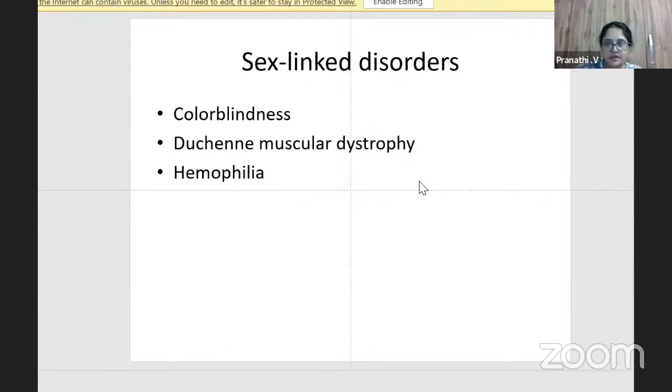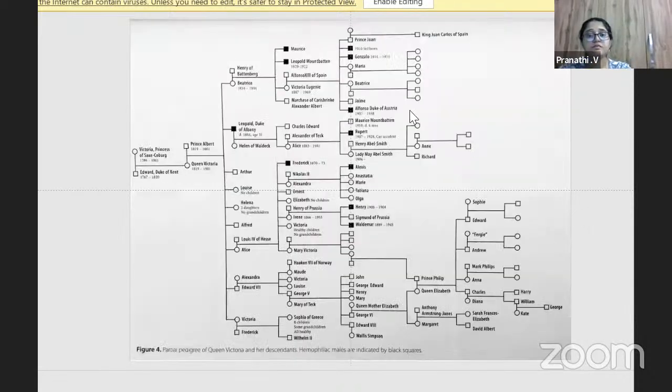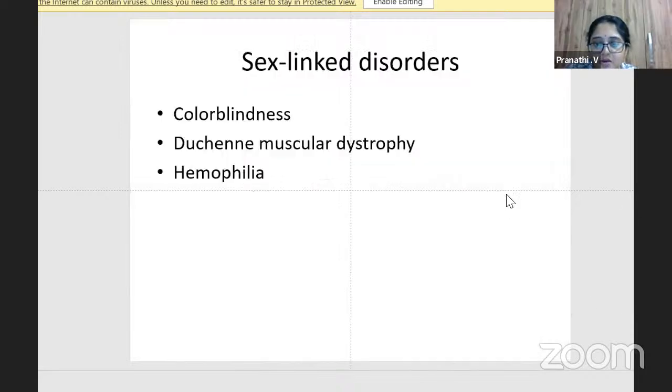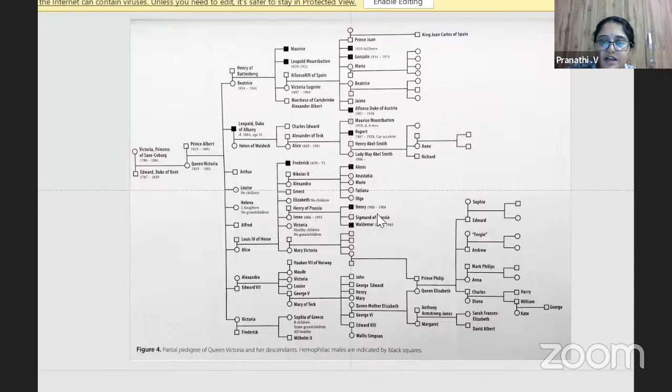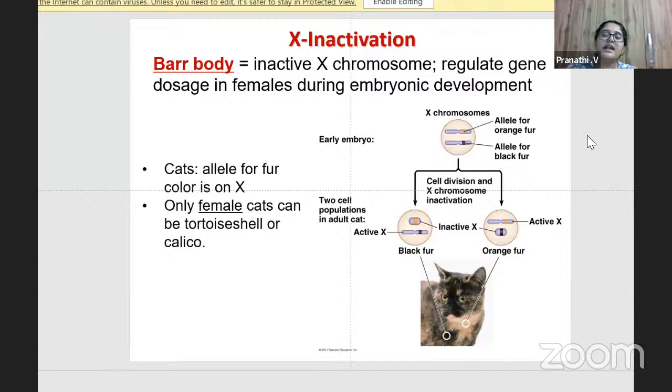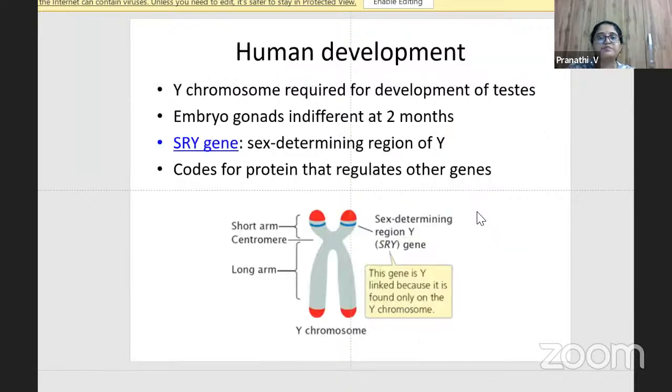And according to that, you have disorders also such as color blindness, Duchenne muscular dystrophy, or hemophilia. And of course, over here they have just given you how hemophilia has come into it. It's also known as the royal disease because it was actually identified and is very prominent in the royals. And when it comes to inactivation of chromosomes, you see that the Barr body is the inactive X chromosome that is going to be present, regulating the gene dosage in females.